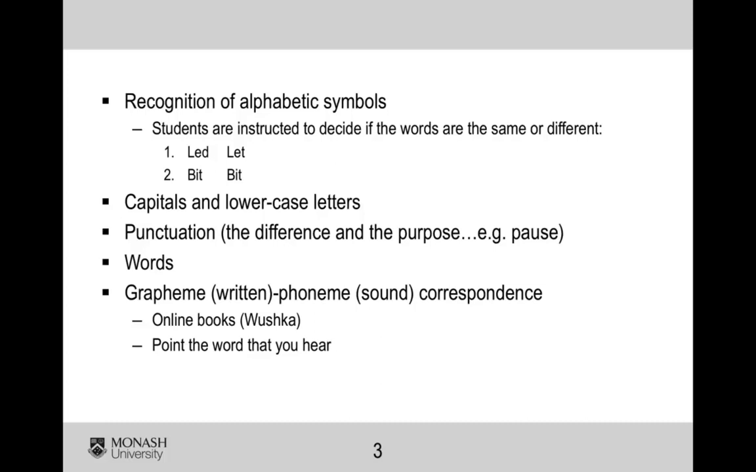The first is perceptive reading. And this is where we're looking at students' ability to recognize things like alphabetical symbols. So do they recognize the different letters of the alphabet? For example, if they're instructed to decide if the words are the same or different, led or let, they can recognize the difference between the D and the T. And so these are the sorts of things of getting them to recognize the difference between the different symbols.